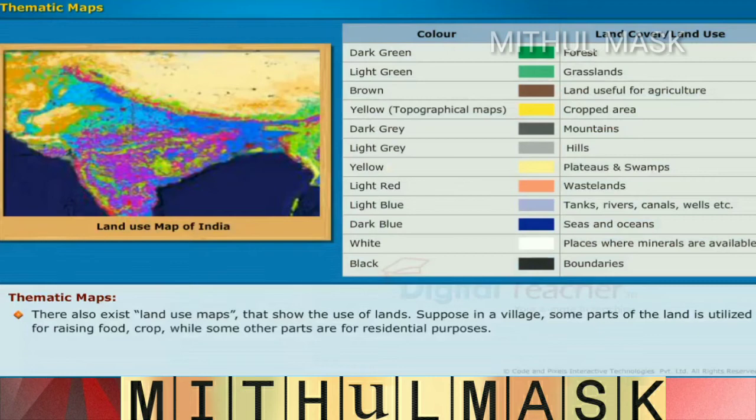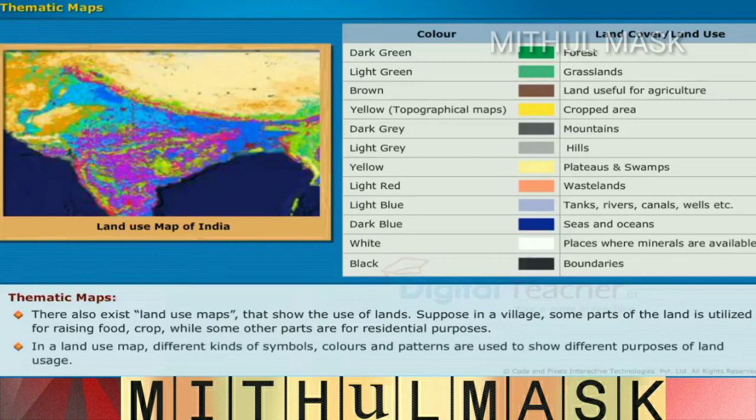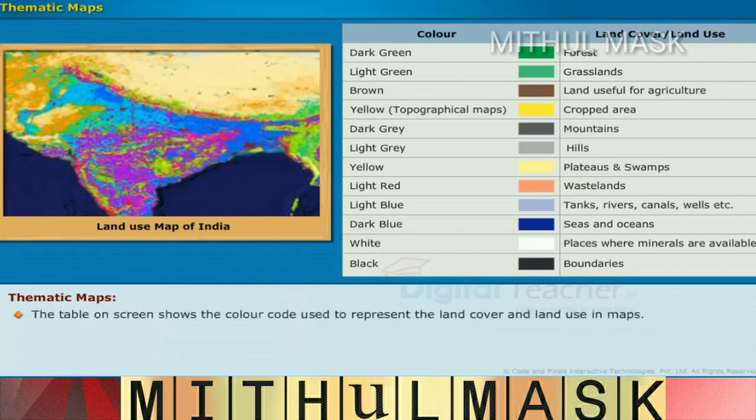Suppose in a village, some parts of the land are utilized for raising food crops, while some other parts are for residential purposes. In a land use map, different kinds of symbols, colors, and patterns are used to show different purposes of land usage. The table on screen shows the color code used to represent land cover and land use in maps.